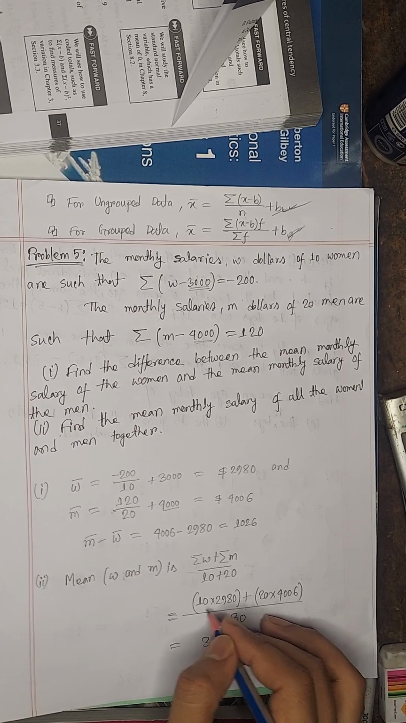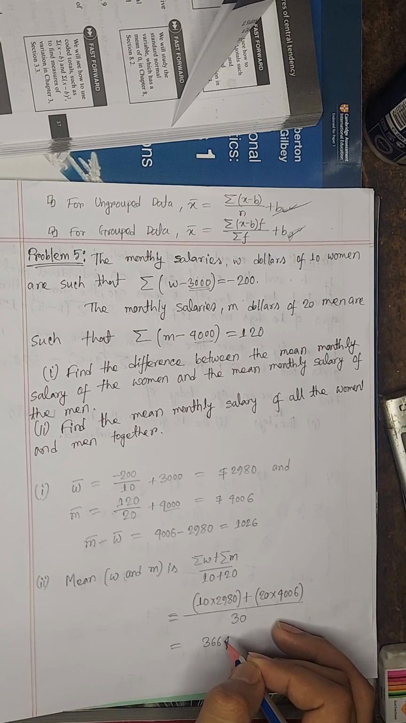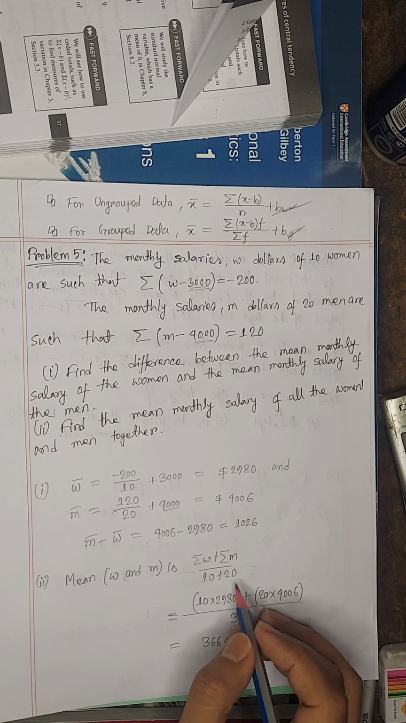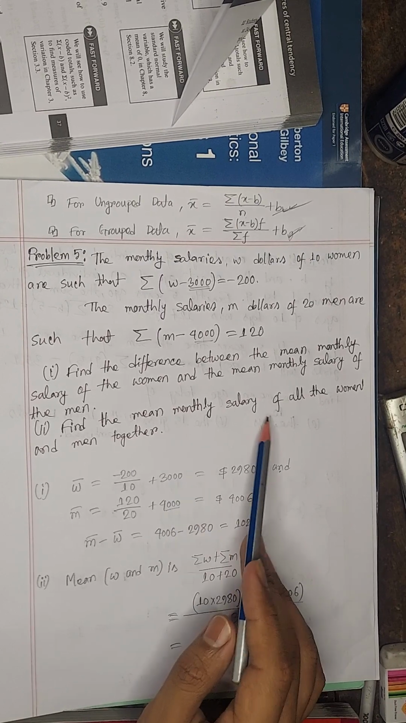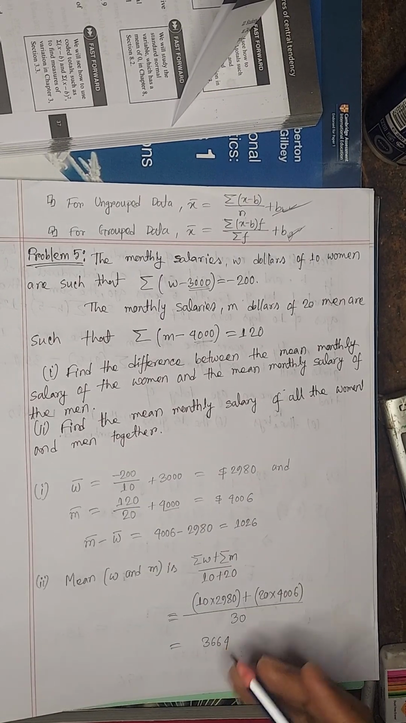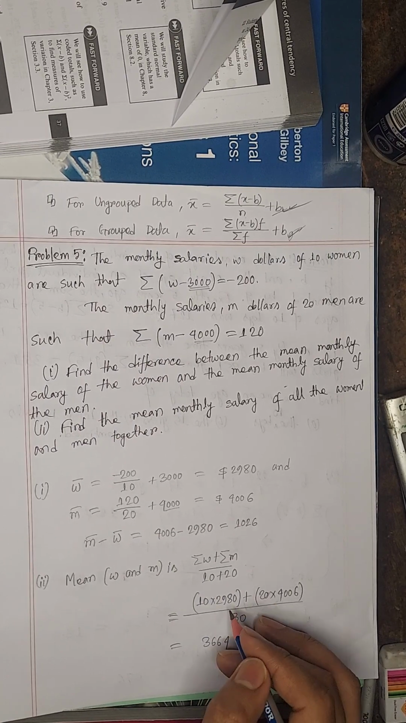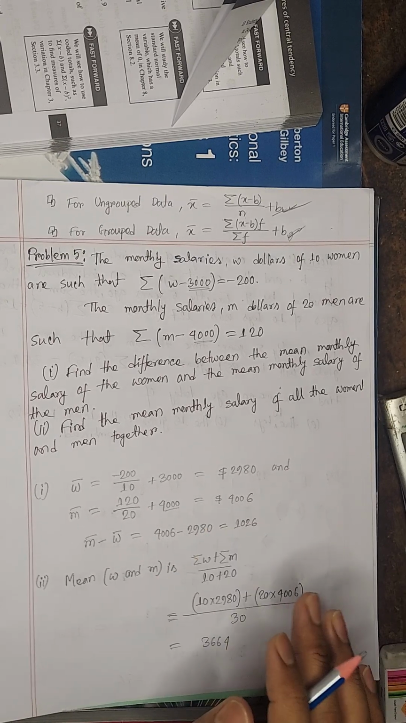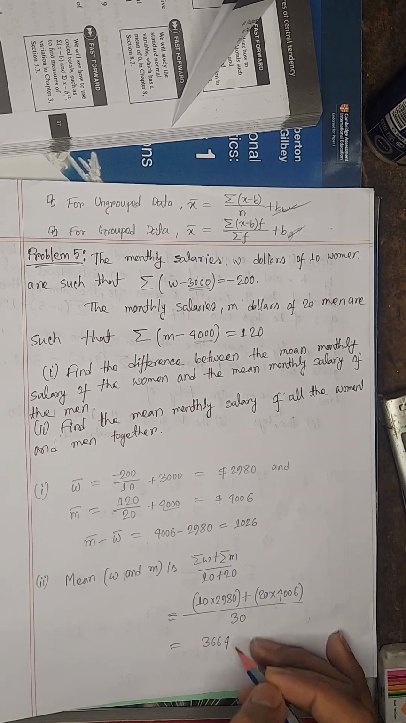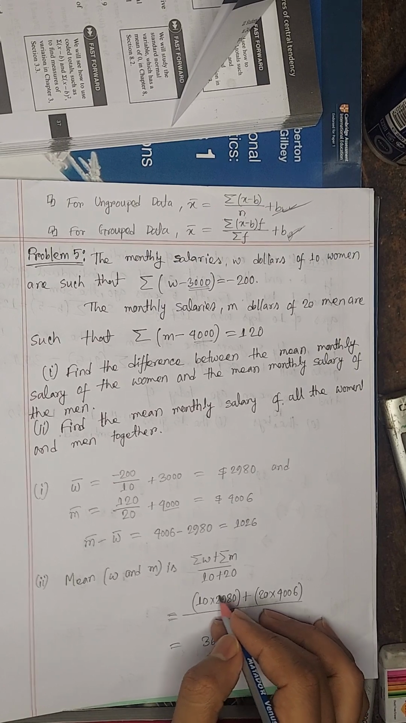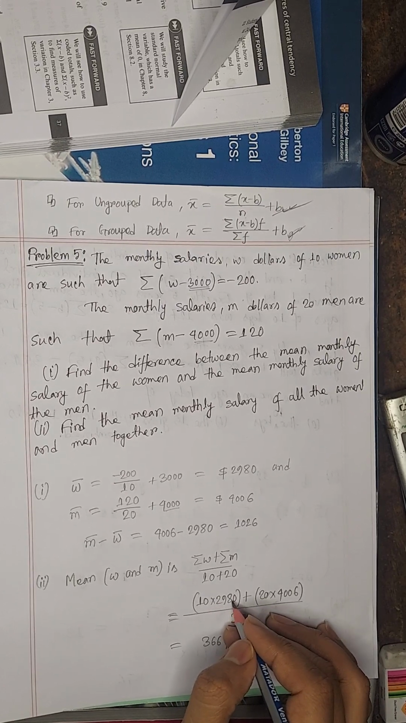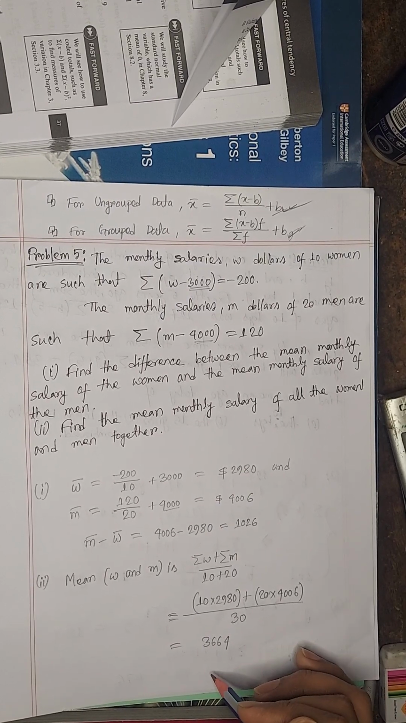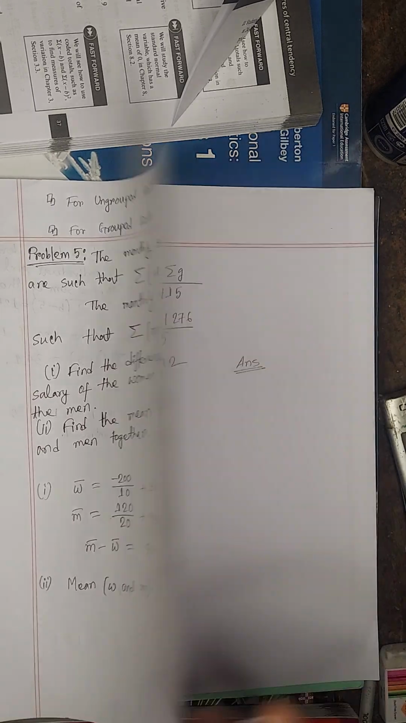Similarly when we find the combined mean, we just have to multiply here by 10, because to find the mean monthly salary of all women and men together, we first have to find the sum of the salaries of these 30 men and women. That's why we multiply 10 by this found value, and 20 by this value, and finally we get the mean of men and women together.